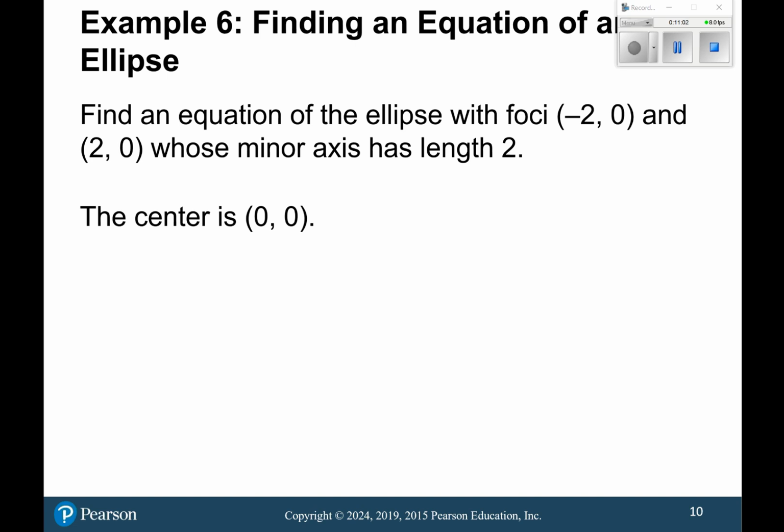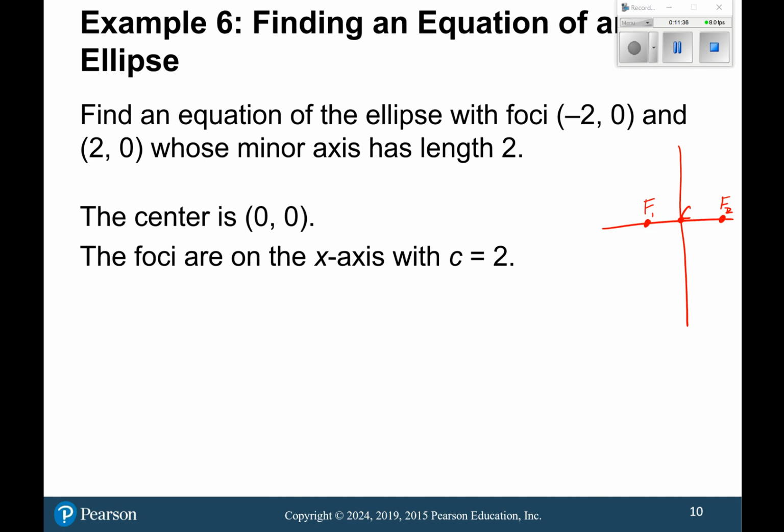Now again, think about sketching a graph, or mentally at the very least. (-2, 0) and (2, 0). The center of it has to be exactly in between. Well, that means the center's at the origin in this case. And these are the foci. Order doesn't matter really much there. So our value for C is equal to 2.